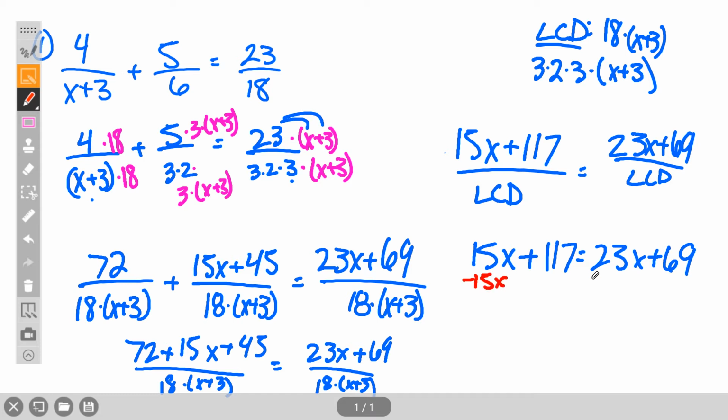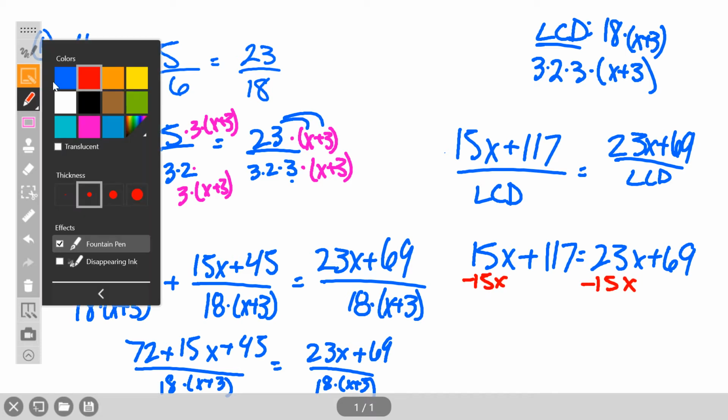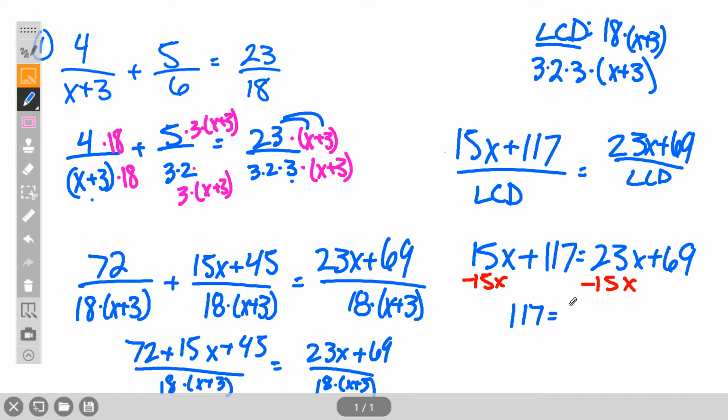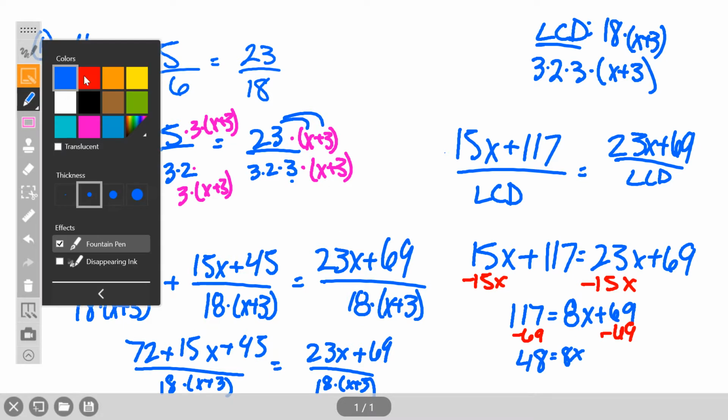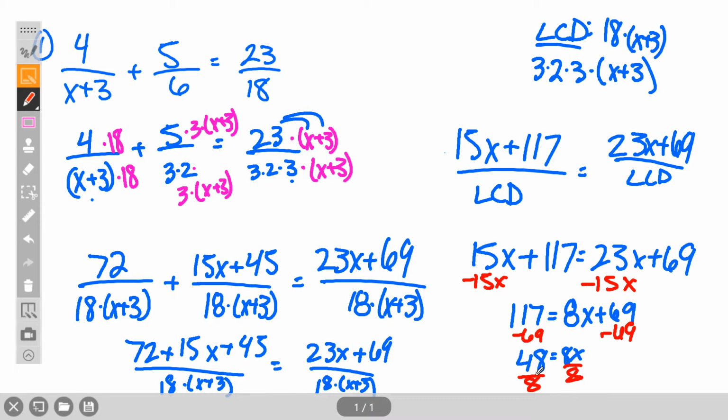So I'll subtract 15x. That gives us 117 is equal to 23 minus 15, so that's 8x, plus 69. Subtract 69: 48 equals 8x. Divide by 8. So x equals 6. That would be our solution to this problem here.